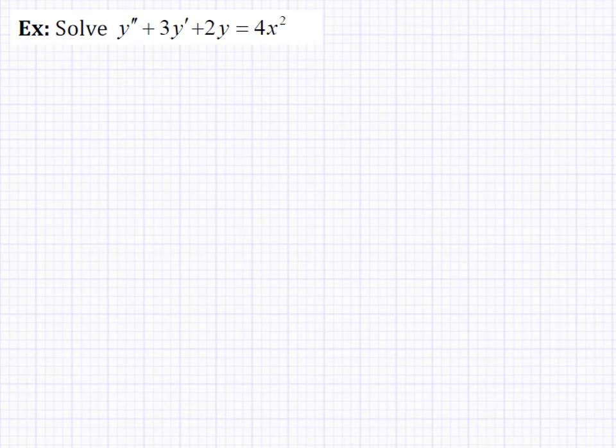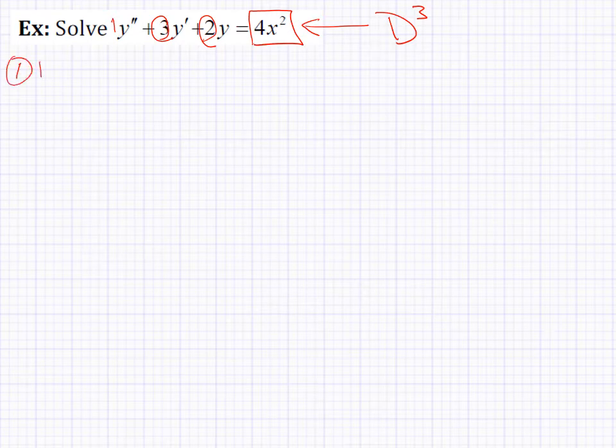Notice we have a couple things going on here. It's a linear differential equation. It's got constant coefficients 1, 3, 2, and it's non-homogeneous, but the function it's equal to is definitely able to be annihilated with D cubed, the third derivative. Okay? So what am I going to do?